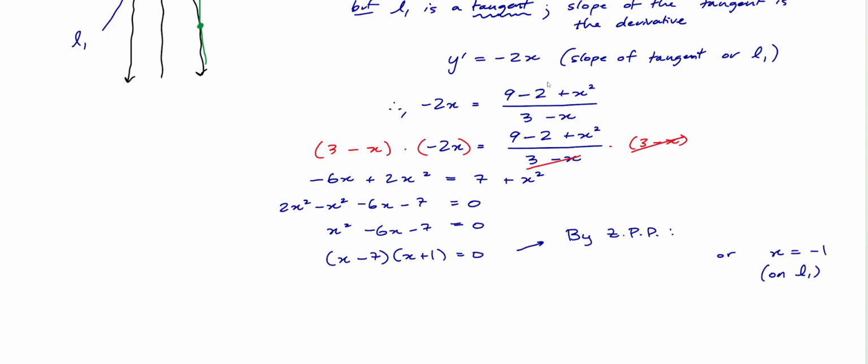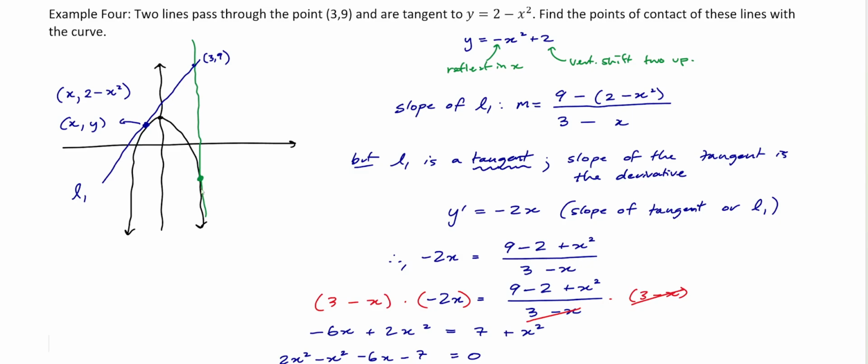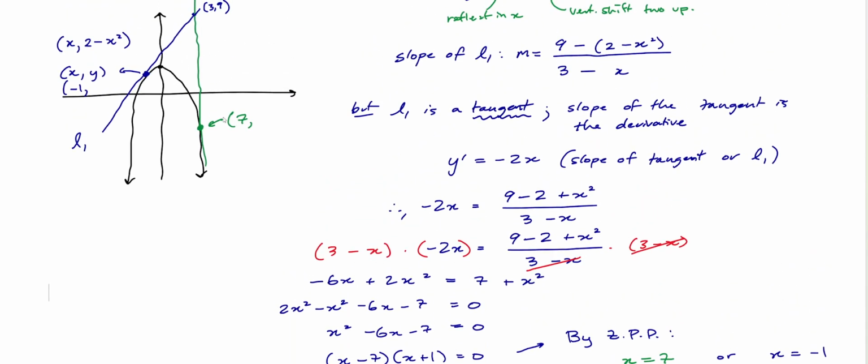x is equal to 7 is my point on line 2. I've color coded it for you right here. So this point right there, that's equal to 7. And that's negative 1, right? Negative 1 and then 7. How will I find my y value? Well, in order to find my y value, I'm just going to have to sub the x value into this equation. So 2 minus negative 1 squared, 2 minus 1 is just 1.